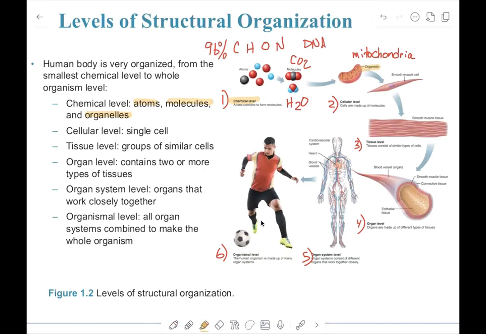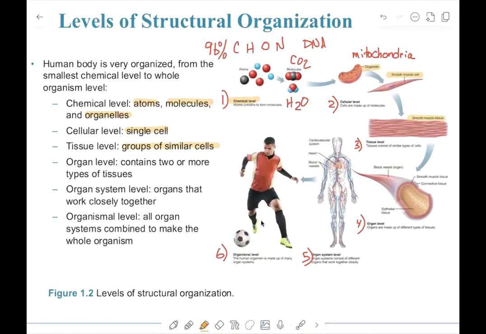Within the cellular level, it is a single cell. In this case, we have a smooth muscle cell, but there are trillions of other cells within the body also. The tissue level is groups of cells with similar functions. And again, tissue is histology. And the example here would be smooth muscle tissue. But there's other examples like epithelial tissue, nervous tissue, connective tissue, which you'll be learning about in chapter 4.